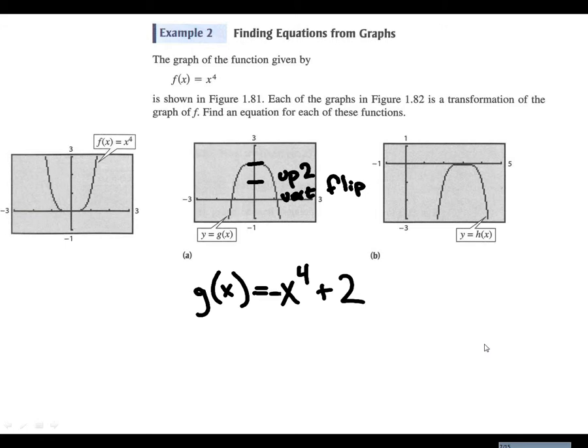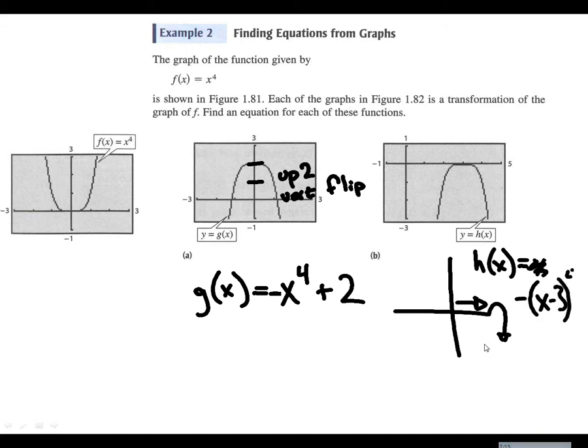Okay? Alright, similar situation going on in B, except instead of being shifted up, we got shifted to the right, and then we got flipped over. So how do we write this equation? H of x equals, start with our x to the fourth. We know it's flipped over, so we can say negative. And in this case, we want our shift to be inside the parentheses. So let me rewrite this down here: negative, x minus 3, to the fourth.